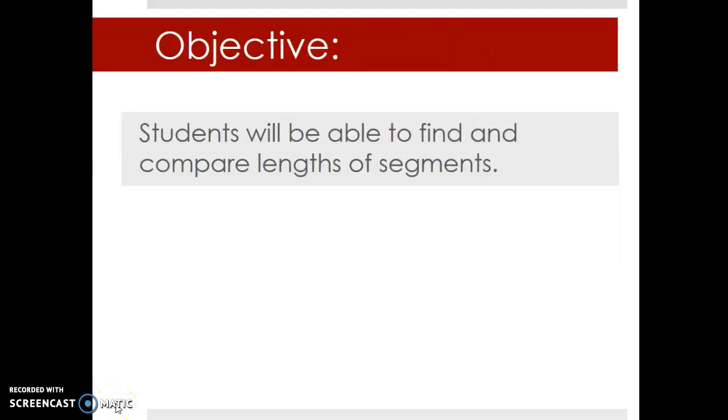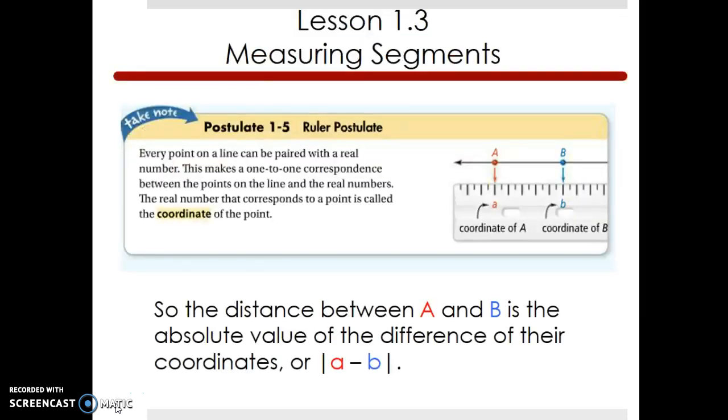Okay, so the second lesson in this unit is called measuring segments. So we're going to be able to compare and find lengths of segments. Postulate 1.5, if you just remember it, postulates are things that we accept as truth. Postulate 1.5 is called the ruler postulate, which basically means that every point on a line can be paired with a real number. This makes a 1-to-1 correspondence between the points on the line and the real numbers.